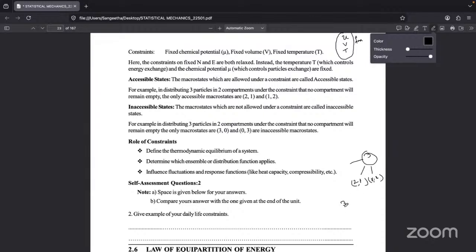3 particles are to be placed in 2 compartments, or 3 particles in 3 compartments. Don't keep any compartment empty. Suppose I write the combination 3,0 or 0,3. In this, the second compartment is empty, or in this the first compartment is empty. So this combination is not possible. So I am calling this an inaccessible state, and this one an accessible state.